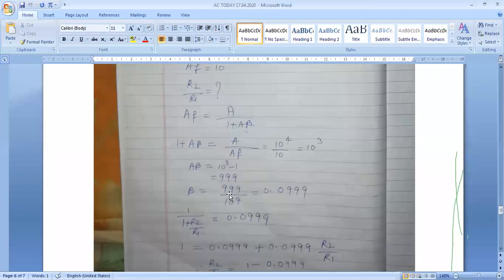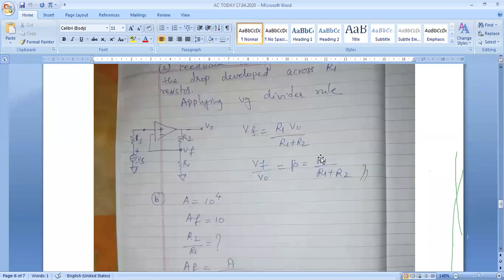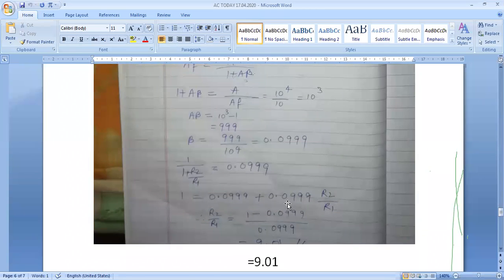Now beta equals 999 divided by 10 raised to 4, which is equal to 0.0999. So what is beta? According to this equation, if I take R1 to the denominator, I get 1 divided by R1 divided by R1 plus R2 by R1. So it is 1 divided by 1 plus R2 by R1. That is what I have written here. So 1 divided by 1 plus R2 by R1 equals 0.0999.